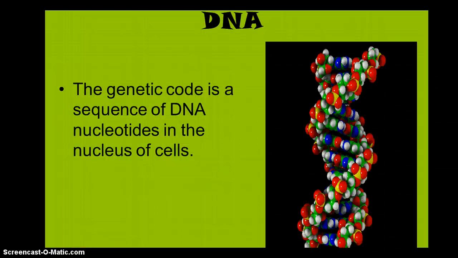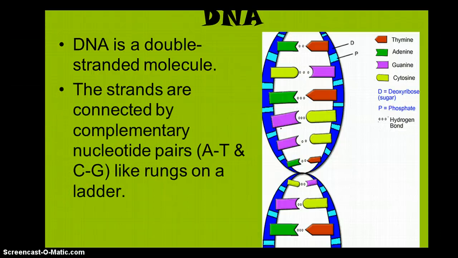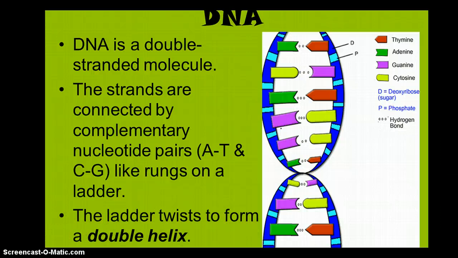DNA, and you should have learned this back when we talked about macromolecules. The genetic code is a sequence of DNA nucleotides in the nucleus of the cells. DNA is a double-stranded molecule. The strands are connected by complementary nucleotide pairs. Adenine bonds with thymine, and cytosine bonds with guanine, like rungs on a ladder. The ladder twists to form a double helix.